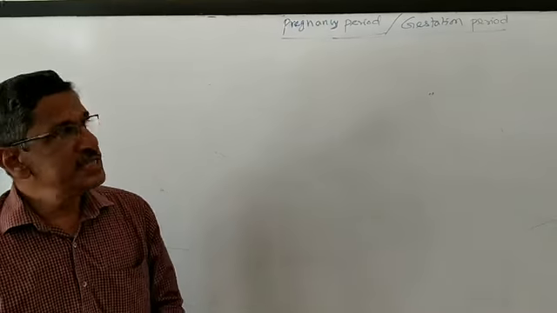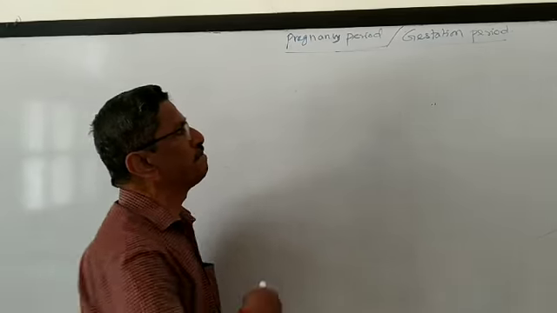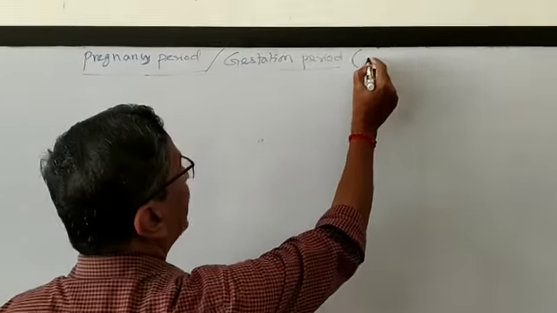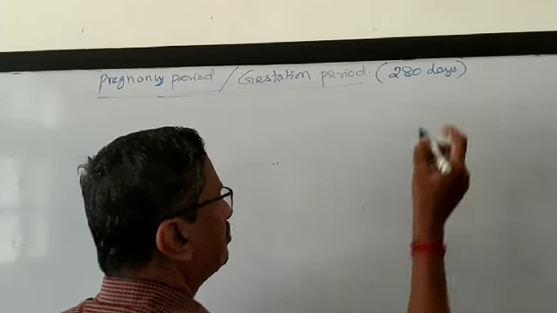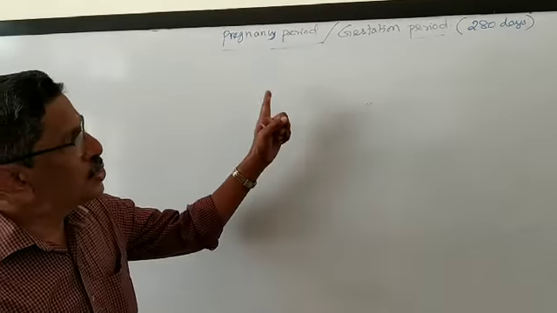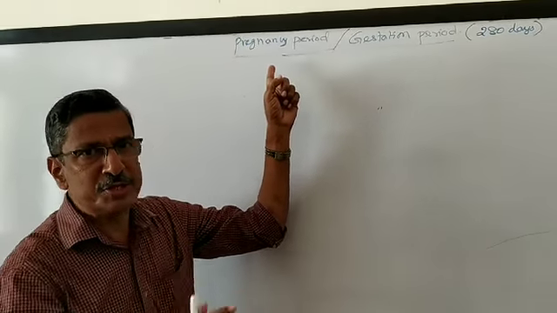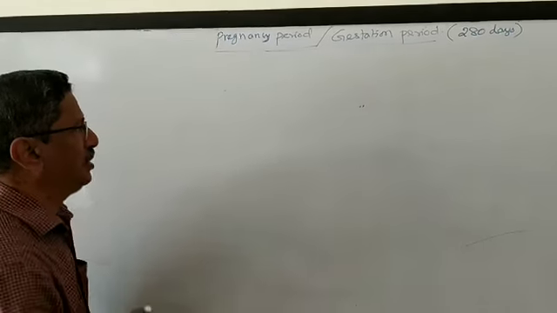We are going to study about the pregnancy period, also called gestation. The total duration of this gestation period or pregnancy is 280 days. I already told you that during this pregnancy period, the menstrual cycle will not take place. It will stop because after the uterus is prepared, the child is going to be developed.